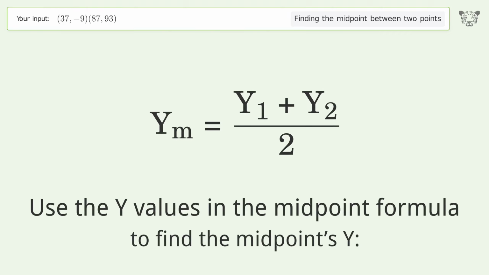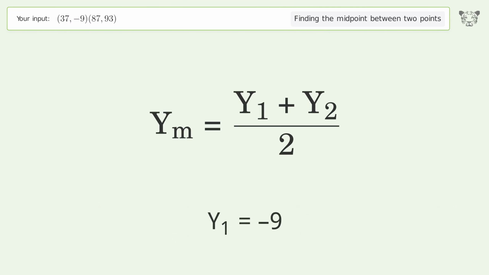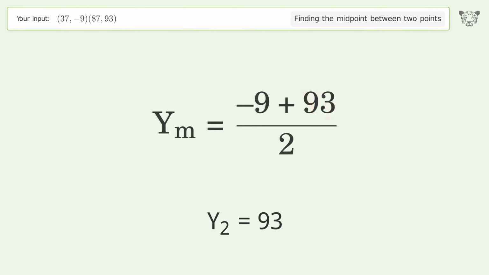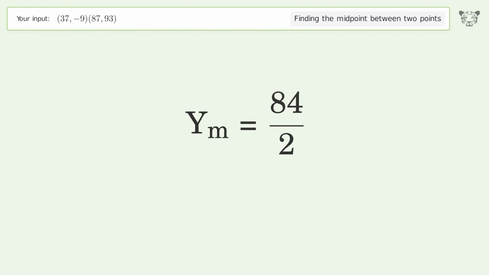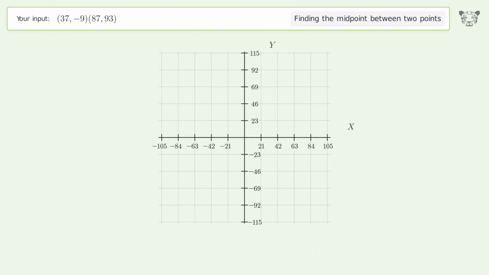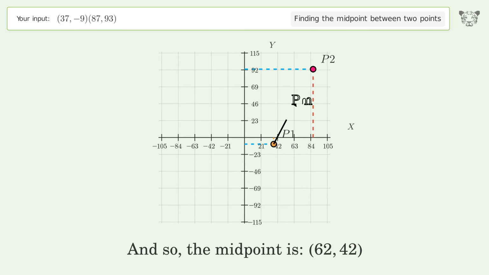Use the y values in the midpoint formula to find the midpoint's y. y1 equals -9. y2 equals 93. Simplify the arithmetic. And so, the midpoint is 62,42.